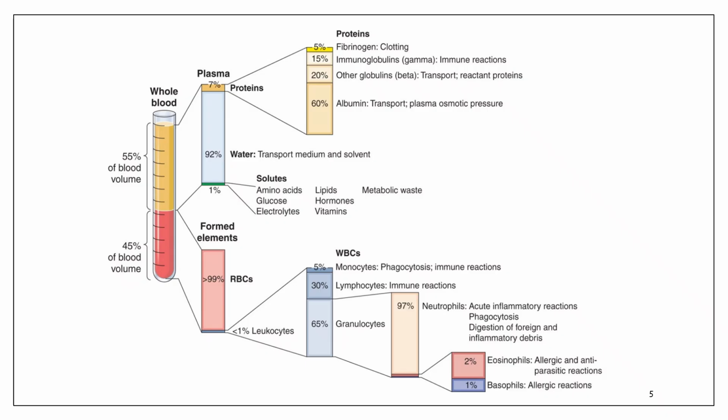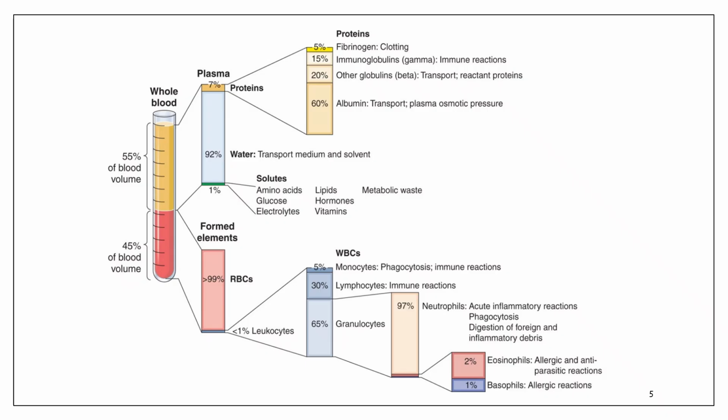And then the remainder, 1% or less than 1%, we have leukocytes. They're few in number, but huge in importance. So let's break them down. We have granulocytes, which are about 65% of that 1%, and then neutrophils, which is about 97% of granulocytes. The neutrophils are responsible for acute inflammation, phagocytosis, and they are the first responders. If you see a left shift, you know the bone marrow is panicking in a helpful way.